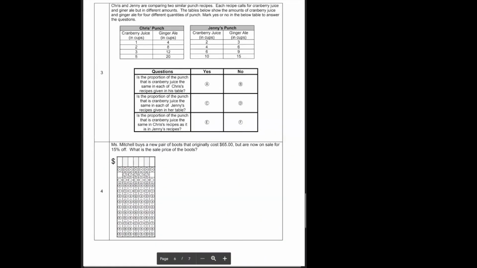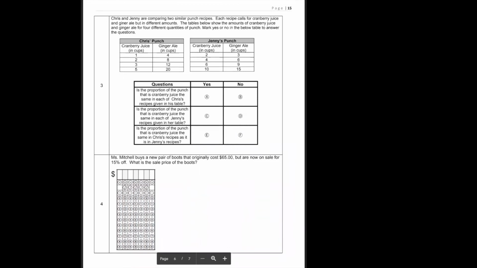Let's see. Okay, this is kind of long. So it says Chris and Jenny are comparing two similar punch recipes. Each recipe calls for cranberry juice and ginger ale. I don't know why there's a typo, but in different amounts. The tables below show the amounts of cranberry juice and ginger ale for 4 different quantities of punch. Mark yes or no in the table below to answer the questions.